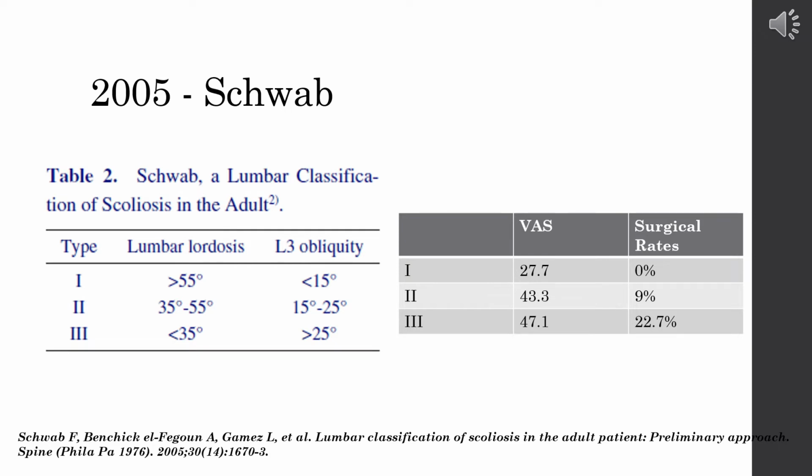The inter- and intra-observer reliability of the classification was reported to be excellent. Results from this study showed a significant correlation between end-plane obliquity of L3, L1 to S1 lordosis, and pain visual analog scale. Surgical treatment due to failed conservative management was also noted to increase when there was a decrease in lumbar lordosis and an increase in L3 obliquity.